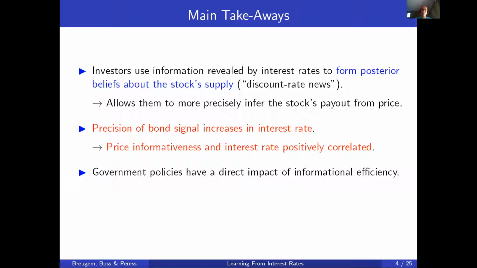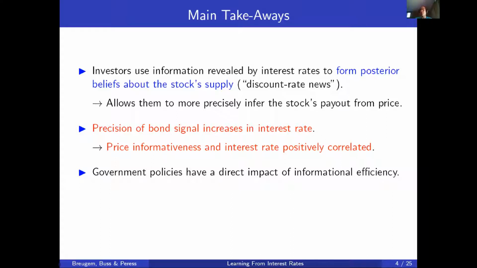first, we show theoretically that investors use information conveyed by interest rates in order to learn about a stock's supply. So interest rates do not convey information about the stock's payoff, what we would have called cash flow news, but rather they convey information about stock supplies, which is akin to discount rate news, because these are shocks that would affect expected returns without working their way through payoff. So it's really about discount rate news.